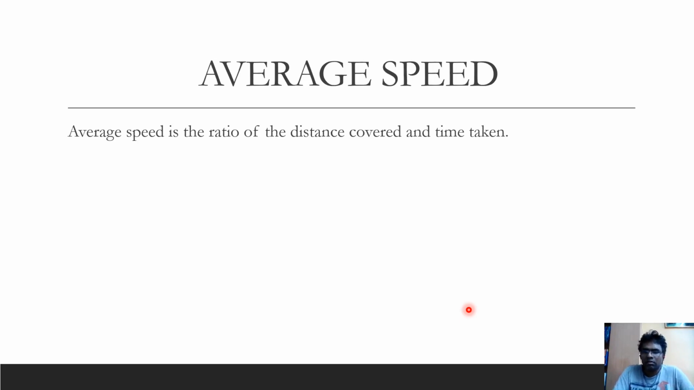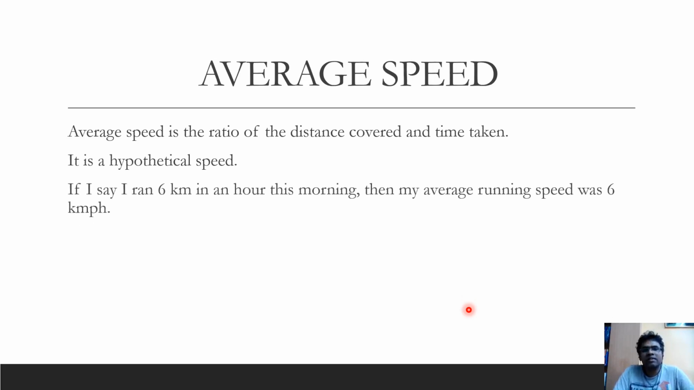Okay, now the important thing to note here is this is a hypothetical speed. So this is an imaginary speed. What do I really mean by this? Let's take an example to understand what I mean. If I say that I ran 6 kilometers in an hour this morning, then we can say that my average speed in my morning run was 6 kilometers per hour.